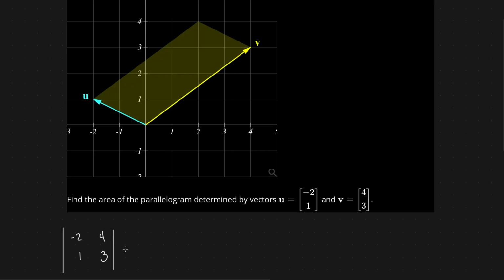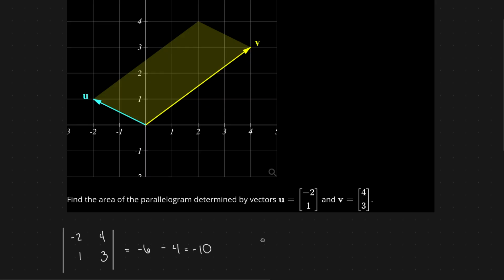Okay, so if I take the determinant here, I get negative 2 times 3 is negative 6, minus 4 times 1 is 4. So negative 6 minus 4, that is negative 10. Now that doesn't make sense as an area. It's a negative number. You can't have a negative area. All right? We'll talk about the importance of that negative number later.